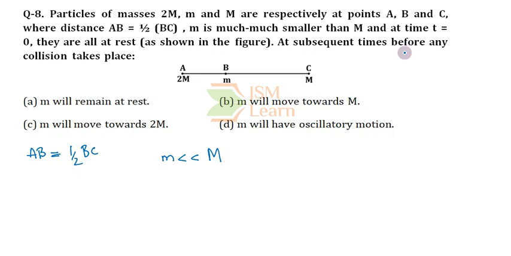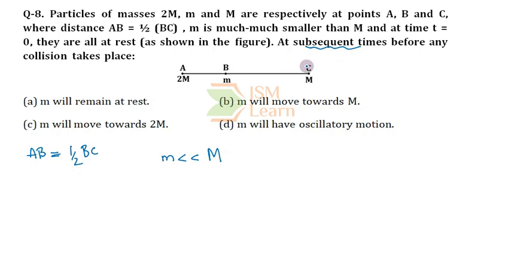And at t equals 0, they all are at rest. Means at t equals 0, there is no kind of movement observed in these particles. They are all at rest at their respective positions as shown in the figure. At subsequent times, before any collision takes place, they are asking us to verify these four options.